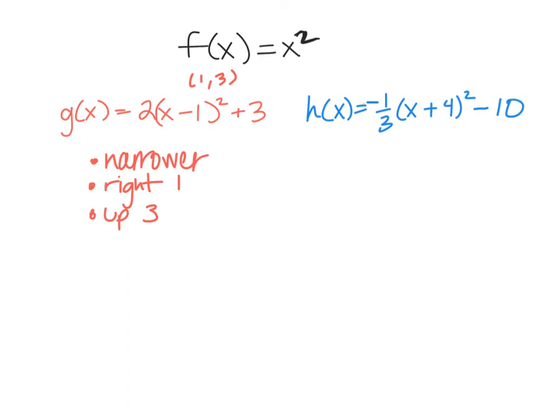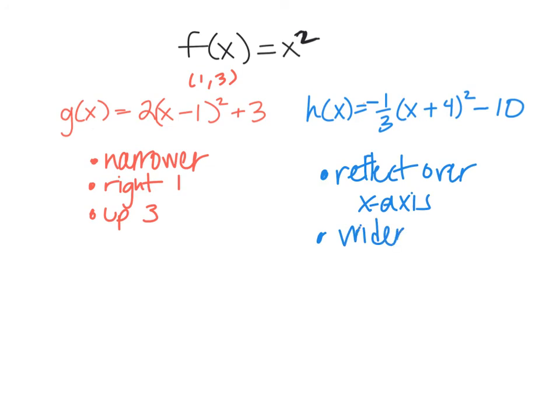This has a negative a value if you look in front. So it's going to open down, so it's going to reflect over the x-axis. The a value is a fraction, it's less than 1, so it's going to get wider because of that fraction in front. The vertex is -4, -10. So it goes left 4, and then that -10 tells it to go down 10.